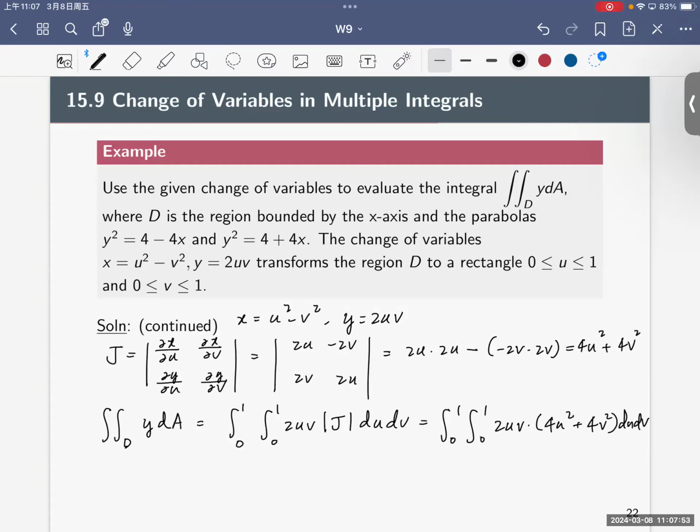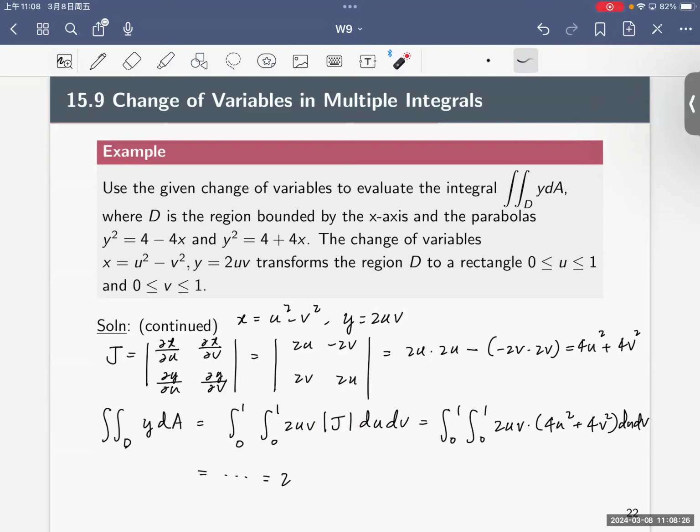Next, the evaluation is easy. So the answer will be equal to 2. The important thing I want to emphasize here is that when you transform from old variables to new variables, the absolute value of the Jacobian relates the elements, the xy, to the new variables you need. It will help you set up the new double or triple integral.